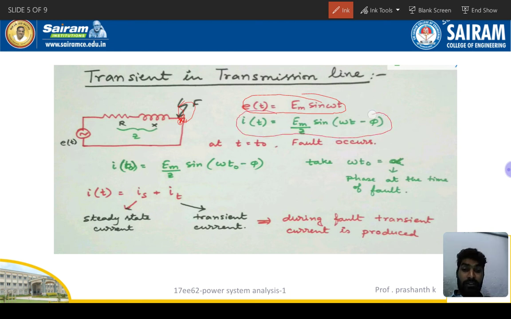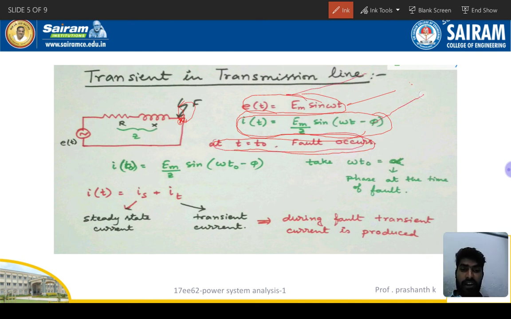Current will be, I mean before the fault. Okay, before the fault. So I = Im sin(ωt − φ) is the basic common equation already. It's a basic. So when t is equal to t naught, now we'll start our concept of fault occurs. This is basic.